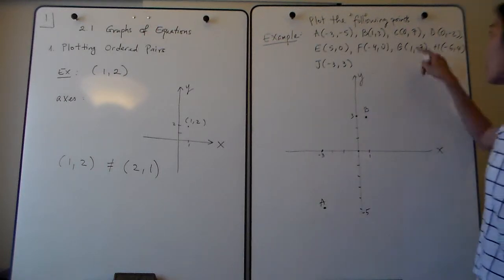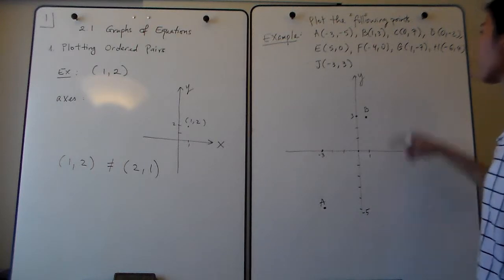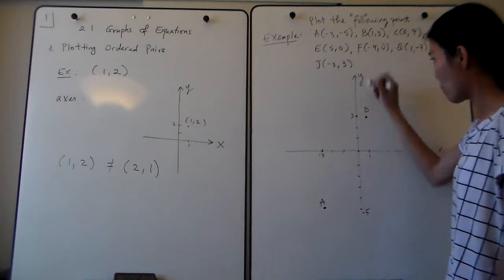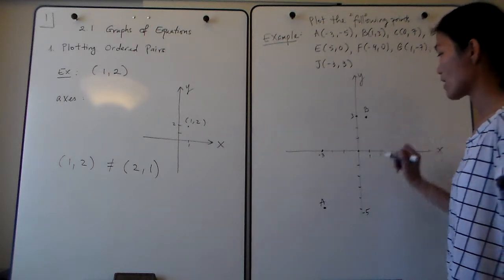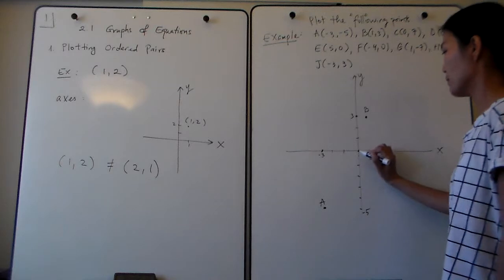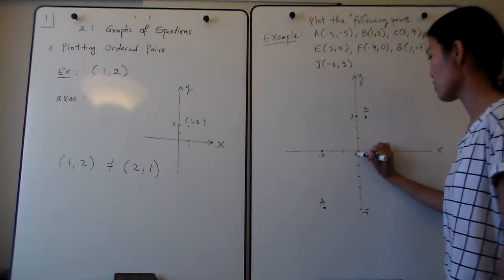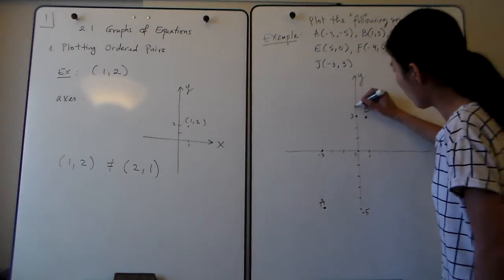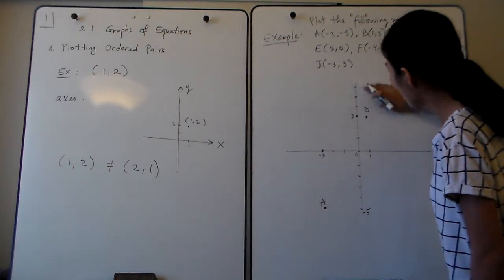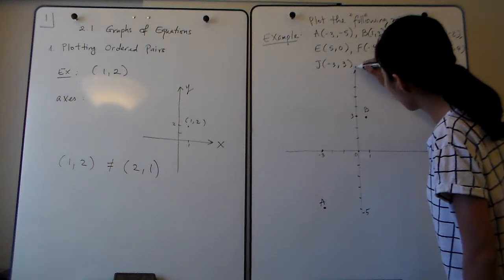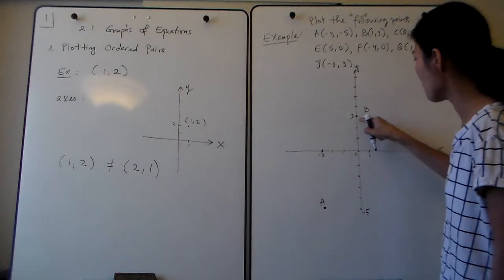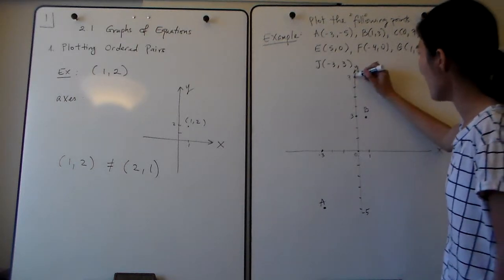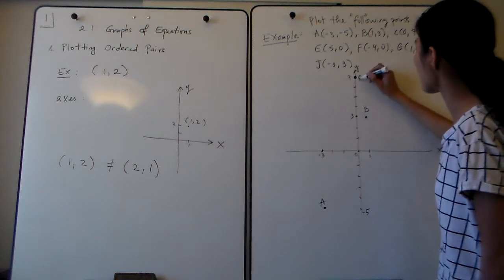Okay? And point C, 0, 7. 0 for x. This is the x-axis, right? This point right here, where both meet, is where both x and y equal 0. So x equals 0 is somewhere here. 0 for x. And 7 up. 1, 2, 3, 4, 5, 6, 7. 7 right here. So 0, 7 up. So this point is for C.